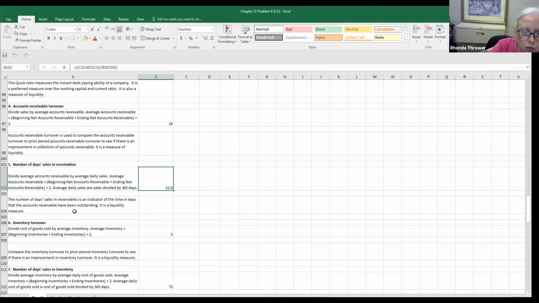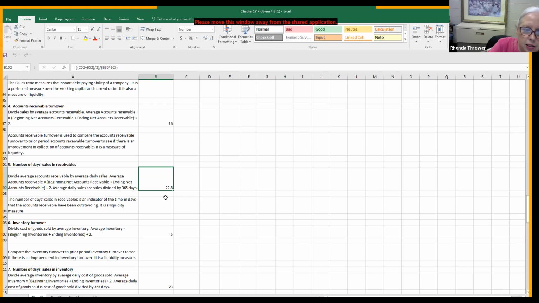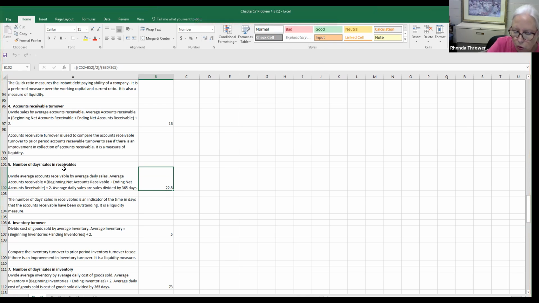to convert your accounts receivable. It is also a liquidity measure, because the less time it takes to collect your receivables, the more money you're going to have to pay off your short-term debt. And that's how they do the number of days sales in receivables. So your accounts receivable analysis was your accounts receivable turnover and your number of days sales in receivables.